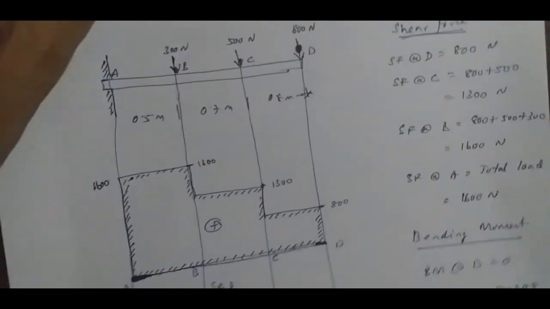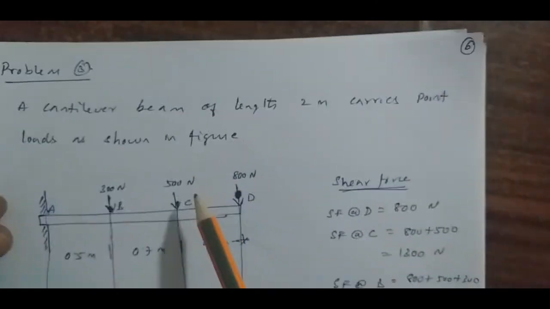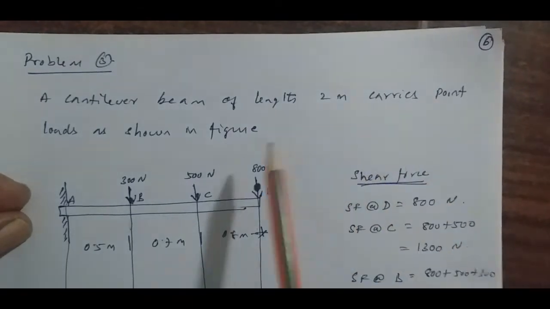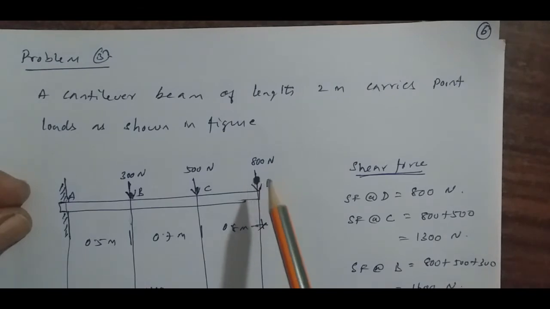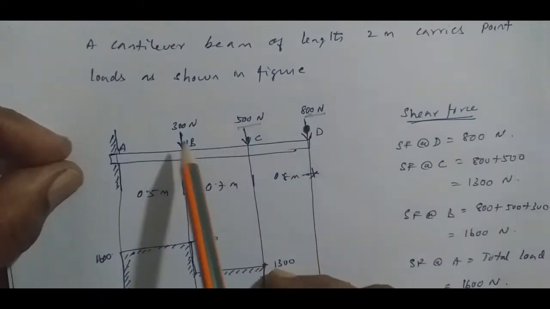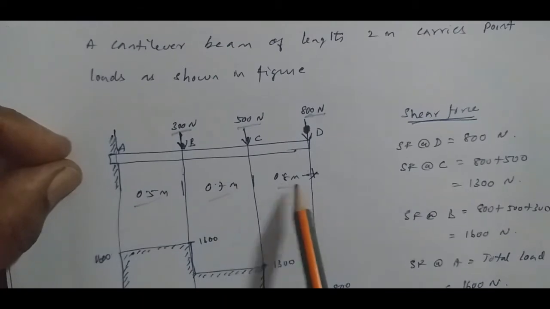Now let us see one more problem. A cantilever beam subjected to multiple point loads, and the span is 2 meter. This beam is subjected to 800 Newton here, 500 Newton here, 300 Newton here. So this is 0.5, 0.7 and 0.8.